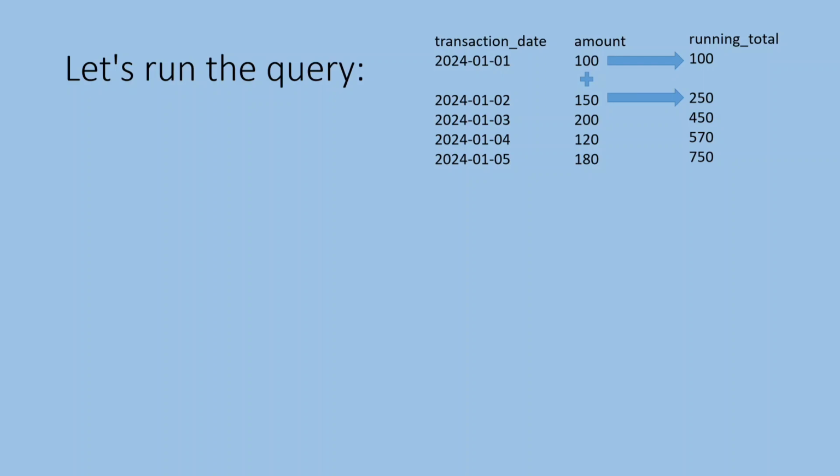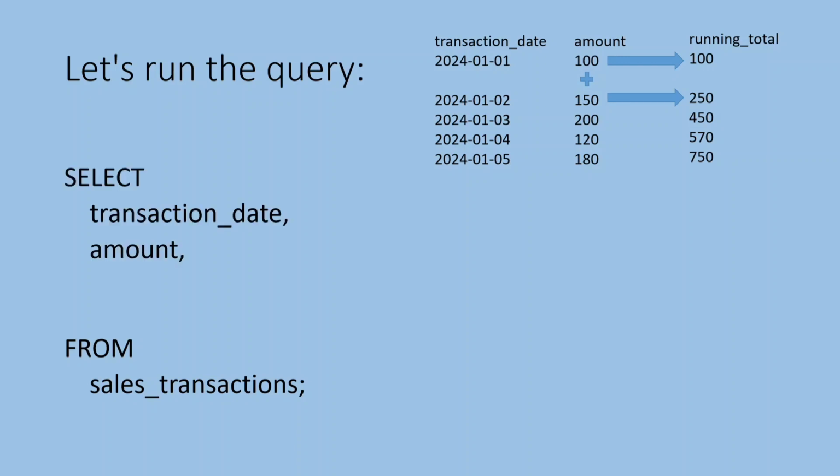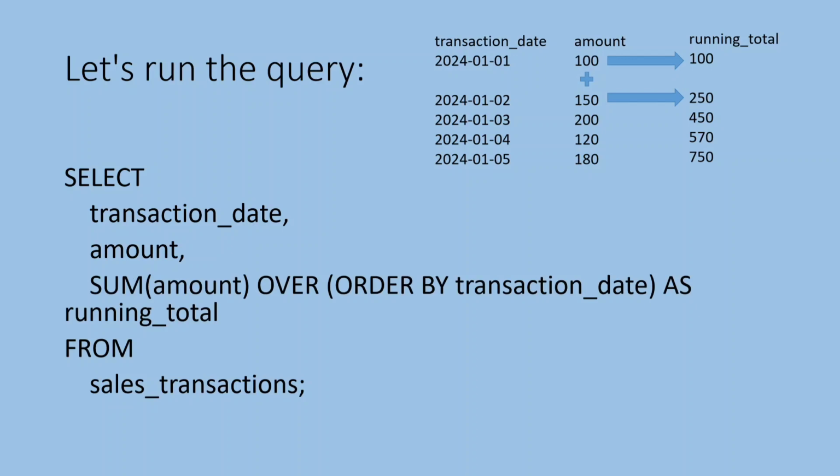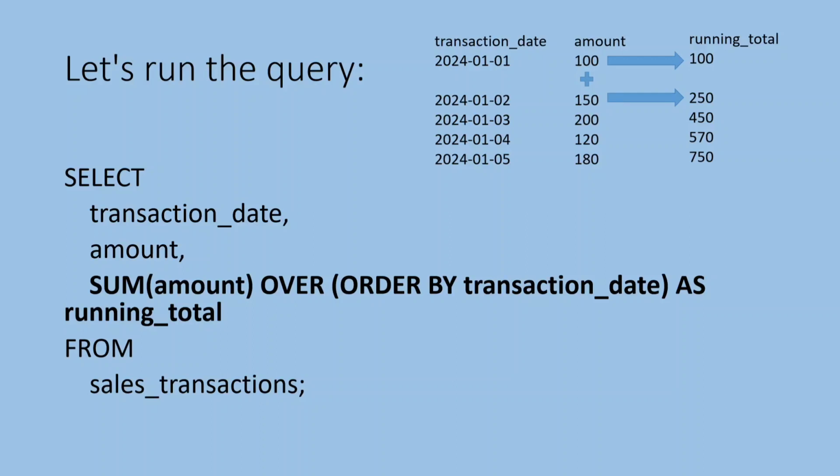Okay, coming to the running total query. We have the table sales transaction. We will start with the select statement. We already have two columns, transaction date and amount, and we have to create the new column running total. So we will create this by adding the sum function with the over clause, specifying the partitioning and ordering criteria.